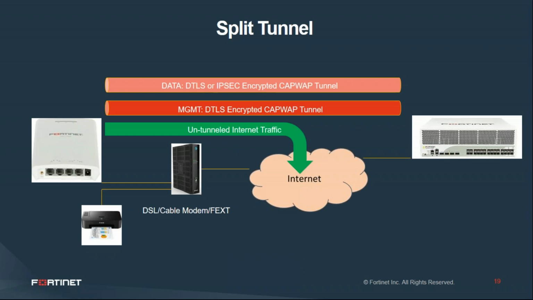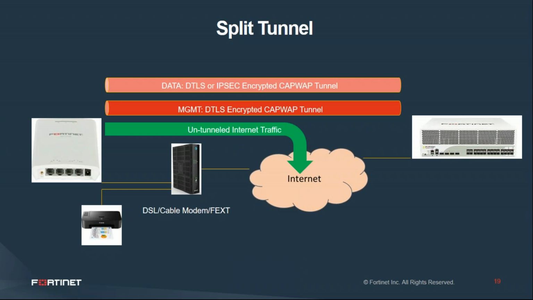Another option for handling the traffic from the remote access point is we allow the ability to do split tunnel. What this split tunnel allows us to do is it allows us granular control over the data. The data that we want to send in the tunnel to the FortiGate at the remote end, we can put in the tunnel, but then we can also select subnets to exclude from the tunnel.